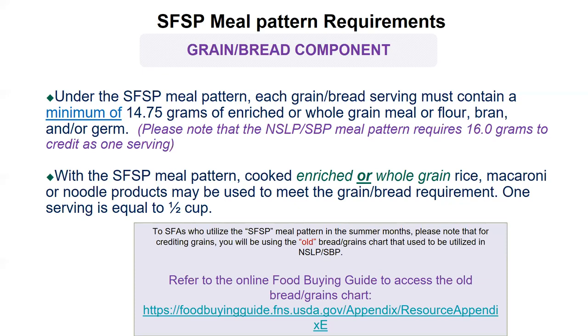And I already mentioned that for SFSP meal pattern, we're using the old bread grains chart, and Helen has provided the link to that old bread grains chart on the slide within the box. So that'll link you straight to it. You'll look up the food item that you are interested in looking for crediting information for, whether that's in group A, C, B, et cetera. And it'll tell you what the minimum amount or minimum portion is that you have to offer for it to credit as one full serving.